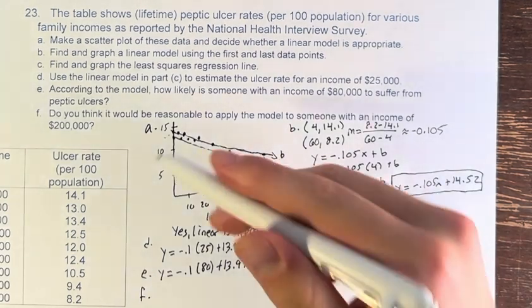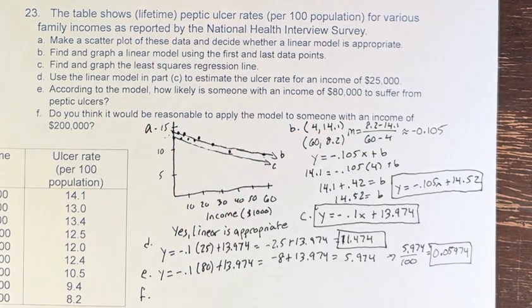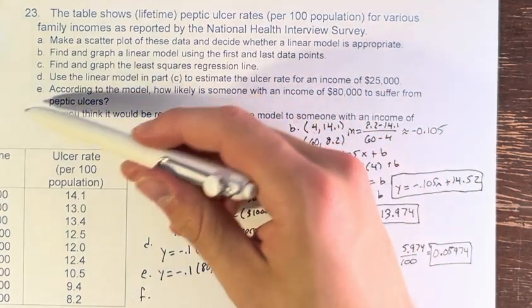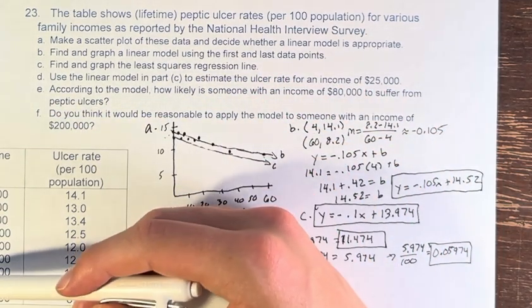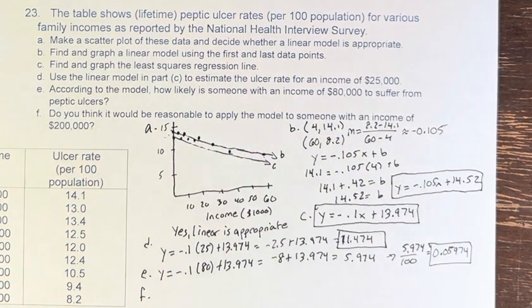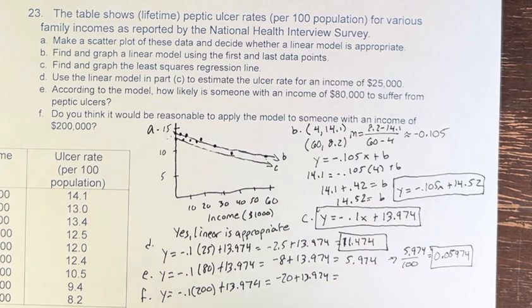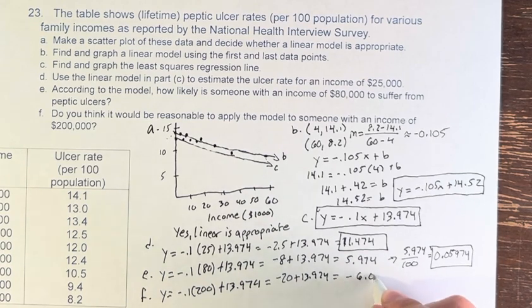And finally, F, do you think it would be reasonable to apply the model to someone with an income of $200,000? The problem with extrapolating this far outside of the data is it might not necessarily reflect what we're seeing in this range of incomes. So let's just do it for example. y equals negative 0.1 times 200 plus 13.974. This is equal to negative 20 plus 13.974. And this is equal to negative 6.026.